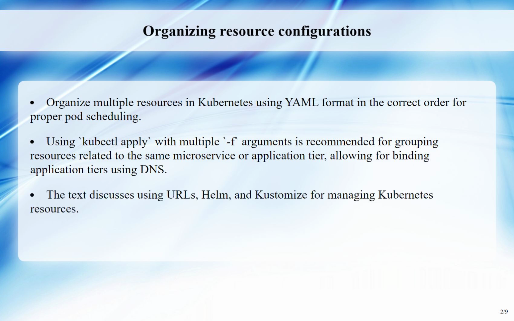Additionally, the text mentions using URLs as configuration sources and incorporating external tools like Helm and Kustomize for managing Kubernetes resources. Helm is a tool for managing packages of pre-configured Kubernetes resources, known as Helm charts, while Kustomize offers the ability to customize Kubernetes manifests. Overall, the text provides a comprehensive overview of managing multiple resources in Kubernetes efficiently.